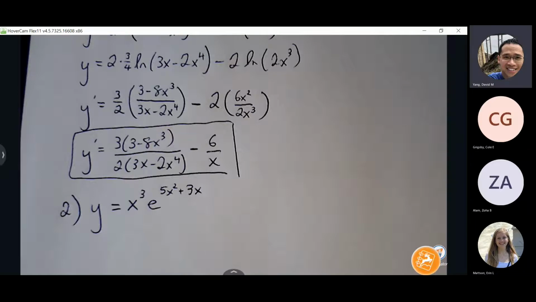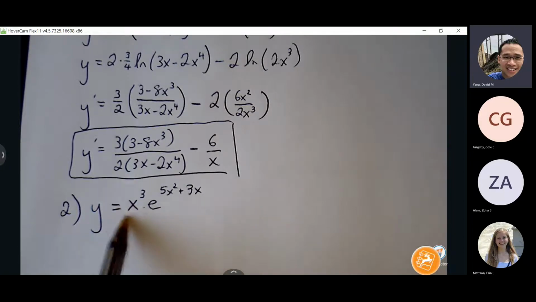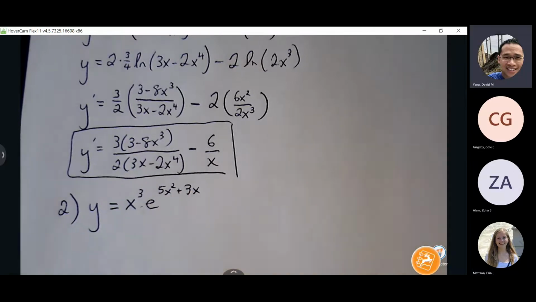Okay, number 2. y equals x cubed times e to the 5x squared plus 3x. We can't rely on one rule here. You see there's a multiplication in between the two terms, so we've got to go through the product rule, right? x cubed can represent f. e to the 5x squared plus 3x is my g. I've got to go through the product rule.